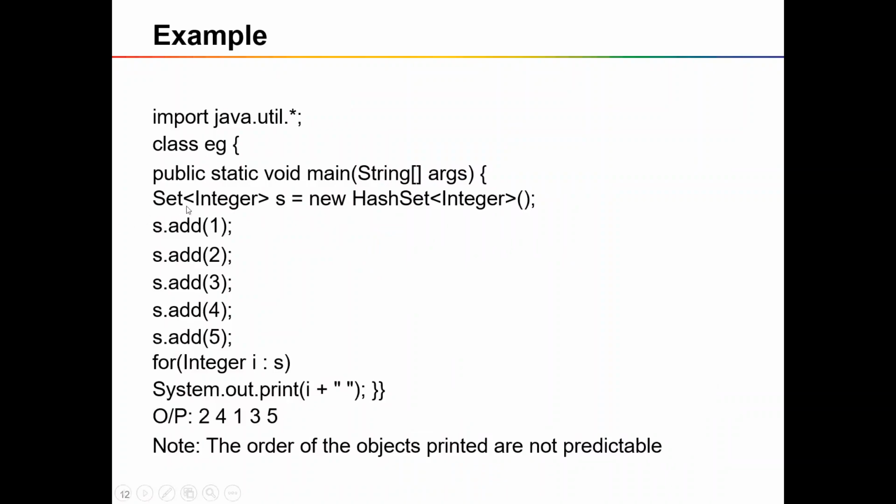In the given code, we are creating a HashSet, and we have added 5 elements into the HashSet, and here we are trying to print all the values with the help of an enhanced for loop. There is no guarantee that every time you will get elements in this particular order. Sometimes you will get elements in a different order also. Why? Because HashSet is unordered, so the order of objects printed is not predictable.